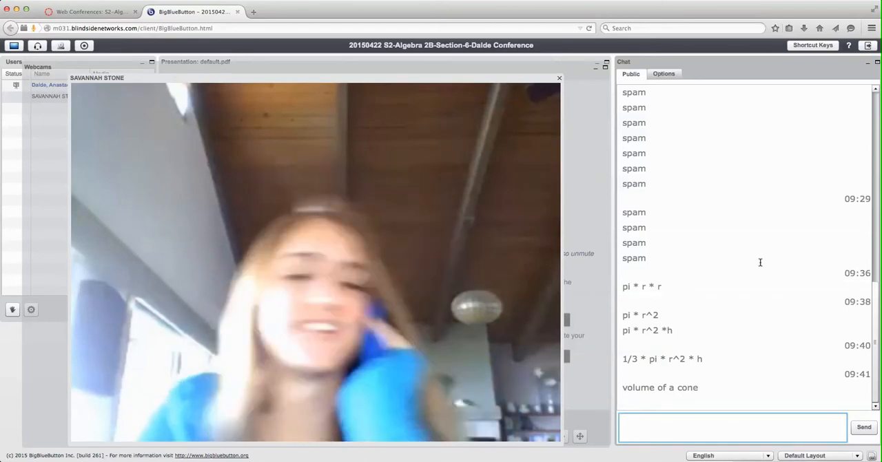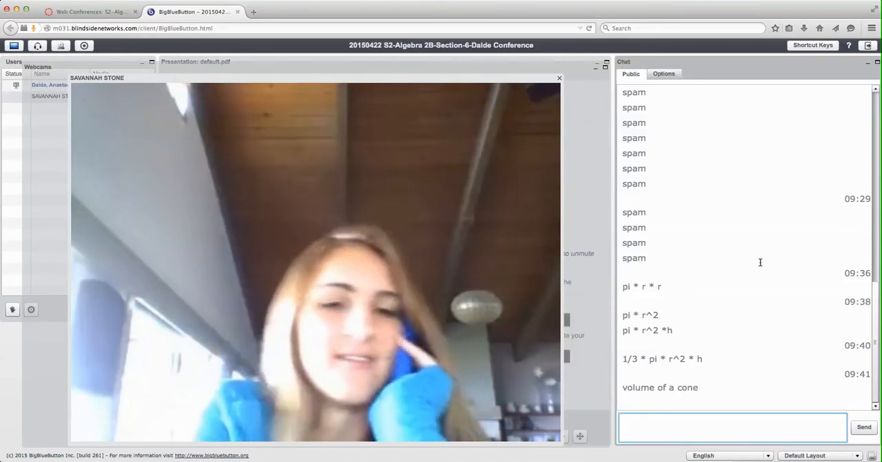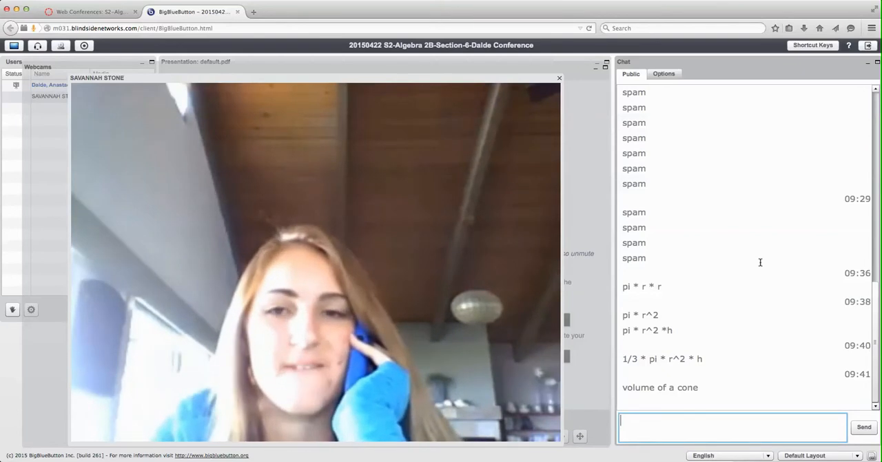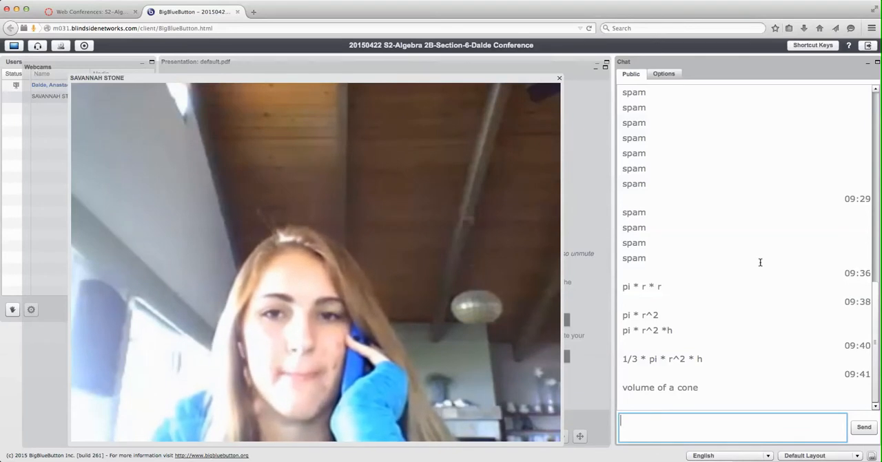All right. So check this out. The volume of a cone is pi r squared h times 1/3, or basically you take pi r squared times h and divide it by 3. What do you notice about the difference between the volume of a cylinder and the volume of a cone?